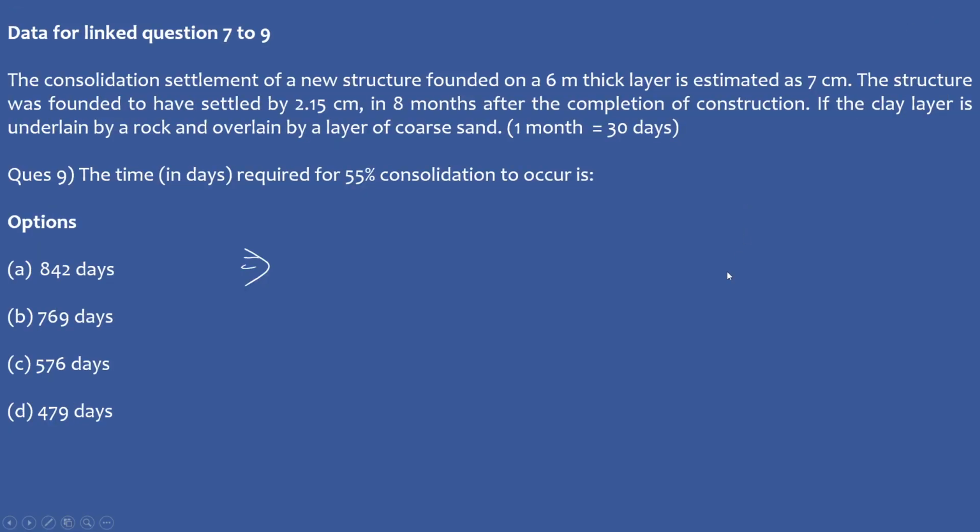So yeah, now calculate the time required for 55% consolidation to occur. So we know Cv, your Tv is your CvT by H square, and you need to calculate now time. So your H square Tv by Cv.